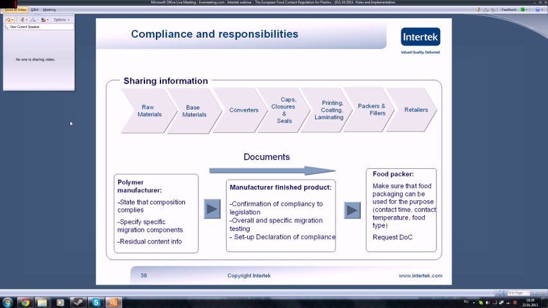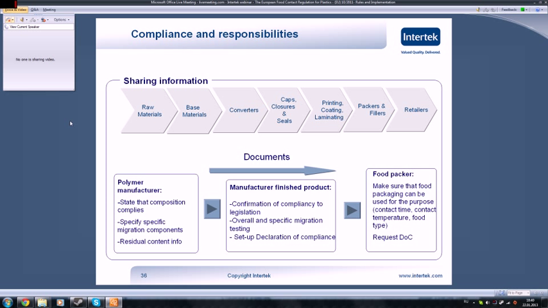From these base materials, polymers are produced, they are converted. Then you make defined products like cap closures. Then it's printed, coated, laminated. Then it's packed, and then it comes to the retailer. And in the end, the last step has to take the responsibility. The food packer, the retailer, he has to assure that the health of the customer is not endangered.